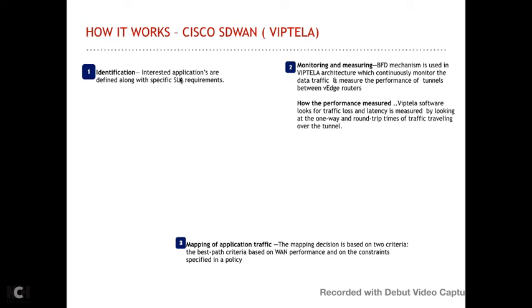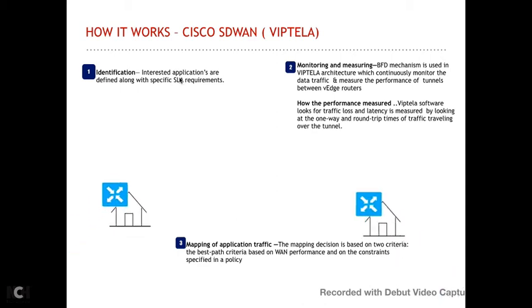So Viptela software normally does a calculation on an average basis of what is the packet latency or packet jitter or the delay, and whether it is matching the SLA metric which is bound with the critical application, and based on that it automatically takes and then maps the application to a required transport based on certain criteria, which could be the best path criteria for WAN performance or specified by some policies, what we are saying as AAR.